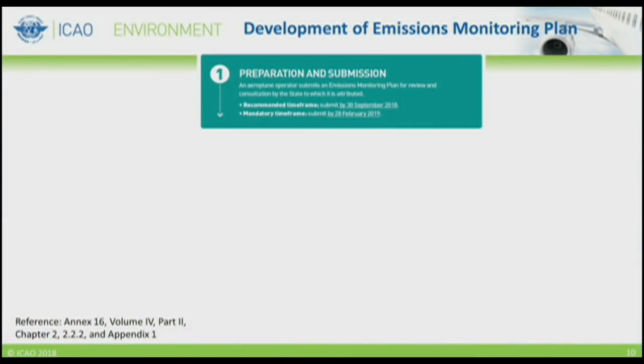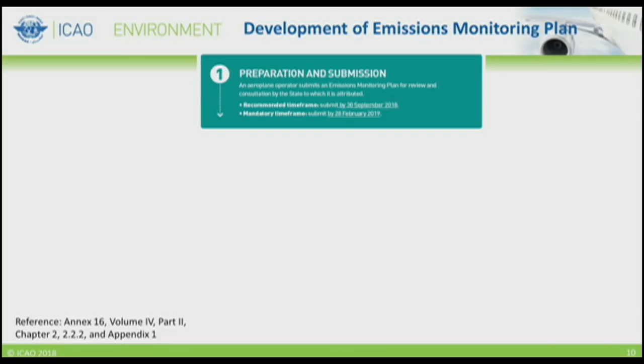So everything starts with the operator preparing and submitting an emissions monitoring plan to the state. There is a recommendation, and this is only a recommendation, for the operator to submit the emissions monitoring plan by 30th of September this year. As you remember, monitoring of CO2 emissions will start 1st of January 2019, and ideally the plan would be in place before that date in order for the operator to start monitoring CO2 emissions in an efficient way.